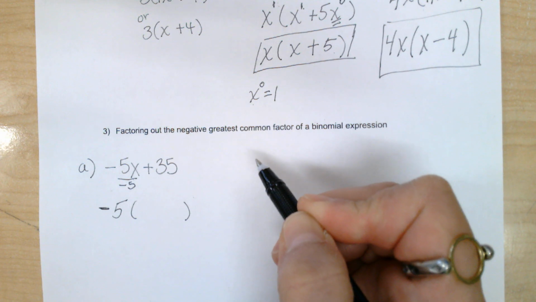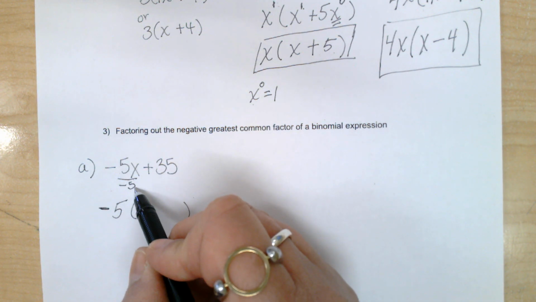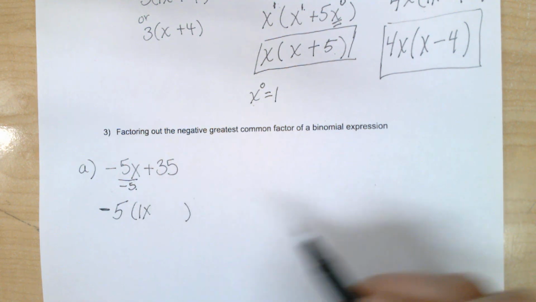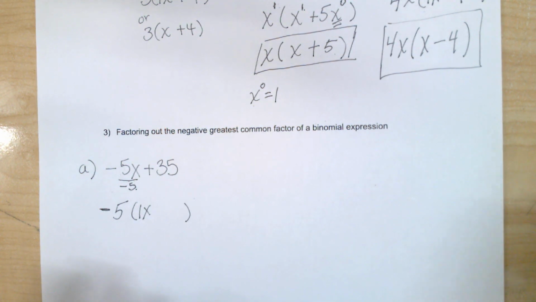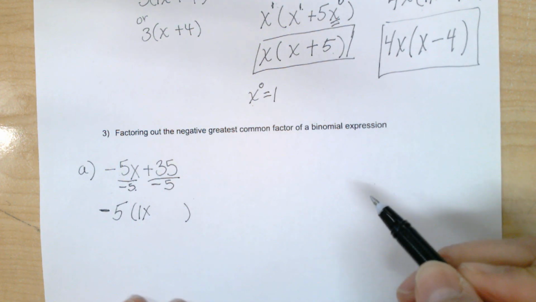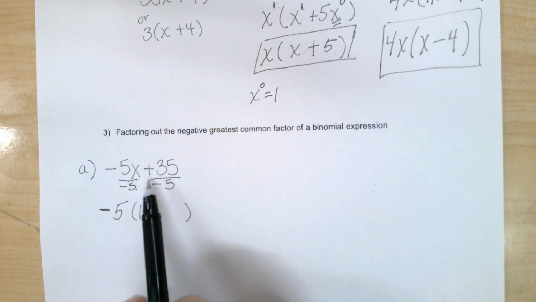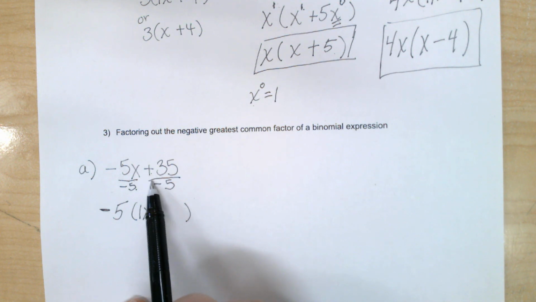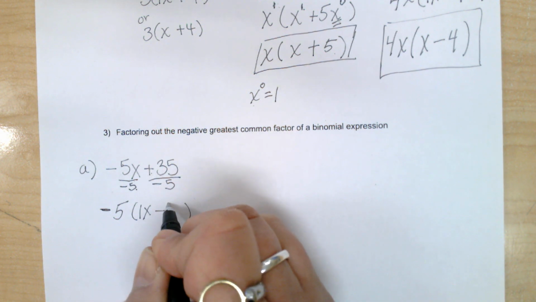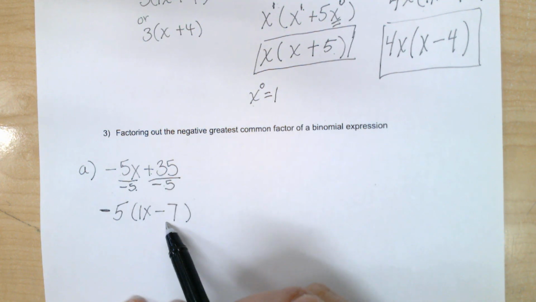Divide by -5 here: -5 divided by -5 gives me a 1. Bring down the x. I don't have to subtract exponents because I'm not dividing out a variable. And then dividing by -5 here, this is the tricky part. Be careful because this is a positive 35 divided by a -5, and that's going to give us a -7, because a positive divided by a negative is a negative.